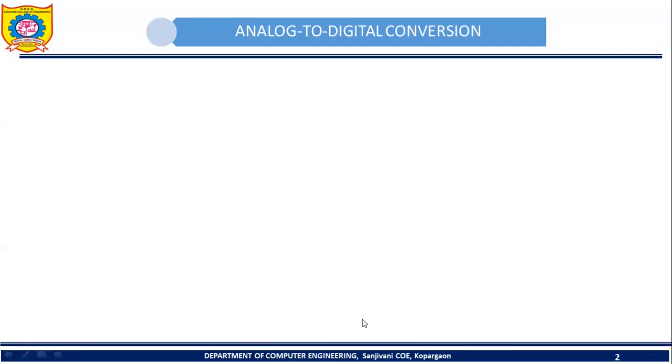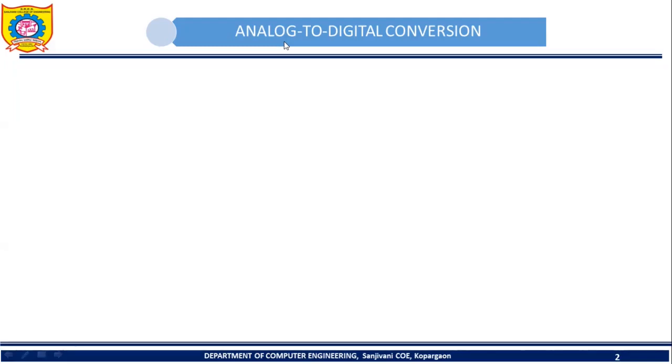Let me clear the objective of this lecture. In this lecture, first of all, we are going to discuss analog to digital conversion, and then we are going to discuss one technique that can be used to convert an analog signal into a digital signal. The name of that technique is PCM, that is pulse code modulation.